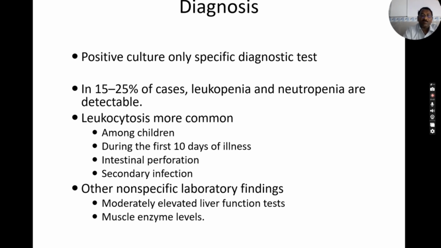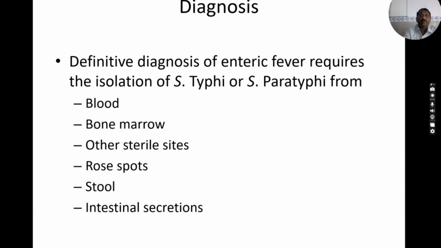Other non-specific laboratory findings are moderately elevated liver function tests, SGPT and SGOT of 110, 120, 150, 200, and elevated muscle enzyme levels. Definitive diagnosis of enteric fever requires isolation of Typhi or Paratyphi from blood culture and sensitivity, bone marrow, other sterile sites, rose spots, stool, and intestinal secretions.